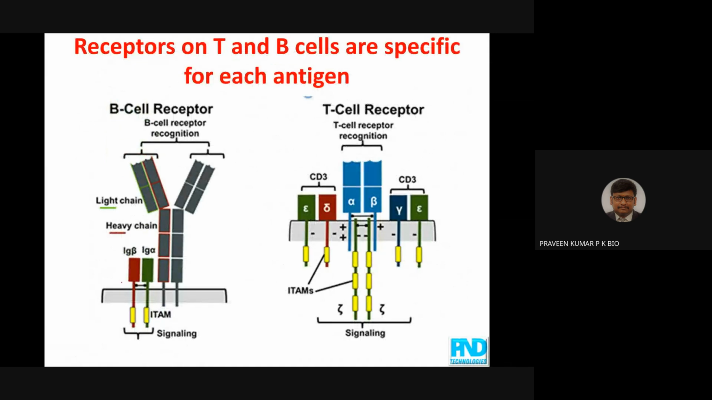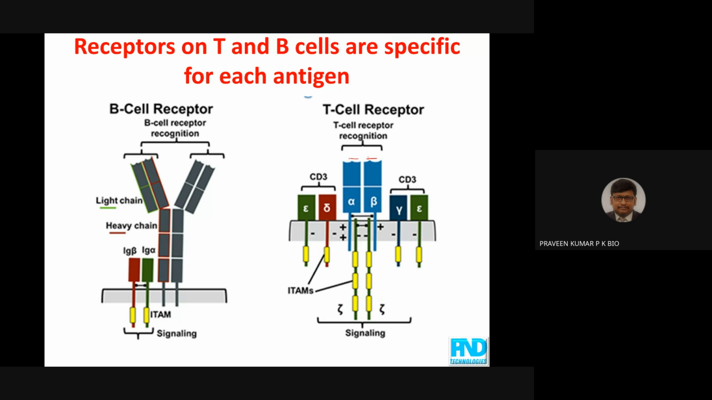And then we have seen the structure of the T cell receptor and B cell receptor. The T cell receptor and B cell receptor structures vary from each other. In this T cell receptor, we have variable domains, and in these variable domains, the antigen is going to bind here.